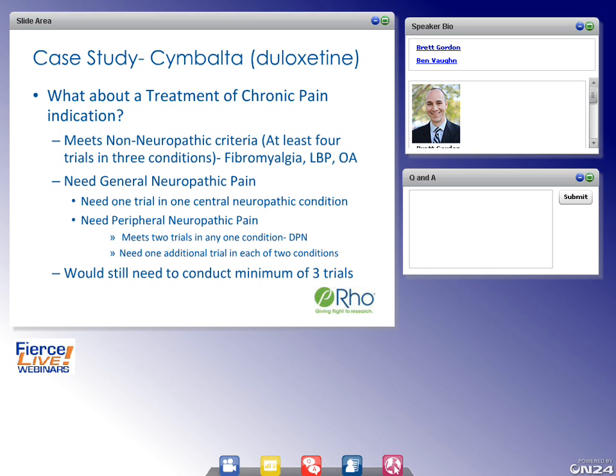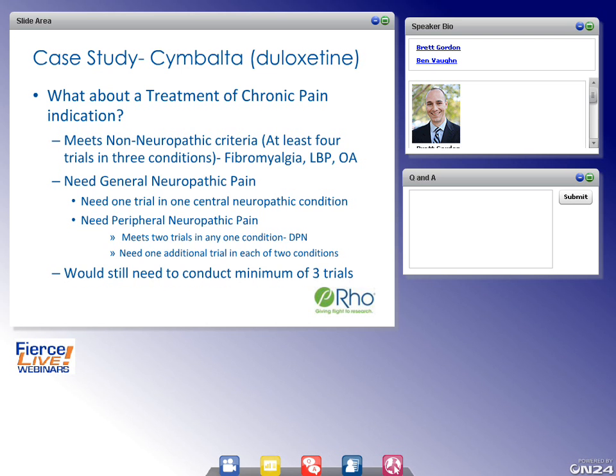Then to meet the criteria for general neuropathic pain, they would need 1 trial in a central neuropathic pain condition, which currently they don't have. And for the peripheral neuropathic pain indication, they meet this in part by having 2 trials done in diabetic painful neuropathy, but would still need 1 additional trial in each of 2 other conditions. So the bottom line is that for an overall indication of treatment of chronic pain, they would still need to do a minimum of at least 3 other trials.